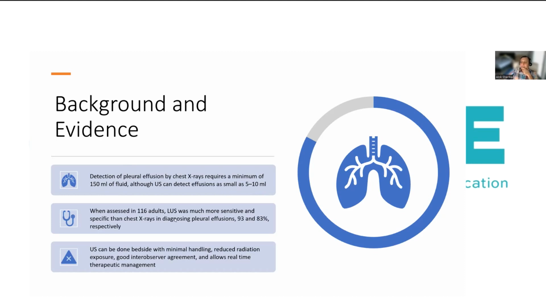In terms of how accurate lung ultrasound is, a study performed in Europe on 116 adults shows a sensitivity of about 93% and a specificity of about 83%, which is much higher than chest X-rays, as I will go on to demonstrate. The key thing I would like to emphasize in this talk is that an ultrasound can be done bedside with minimal handling of the baby in a very short period of time, with a very reduced amount of radiation exposure.